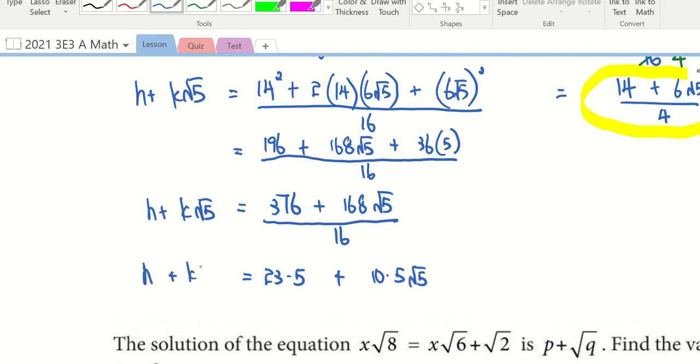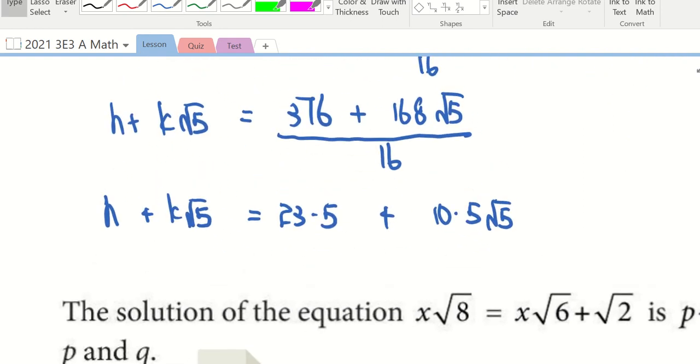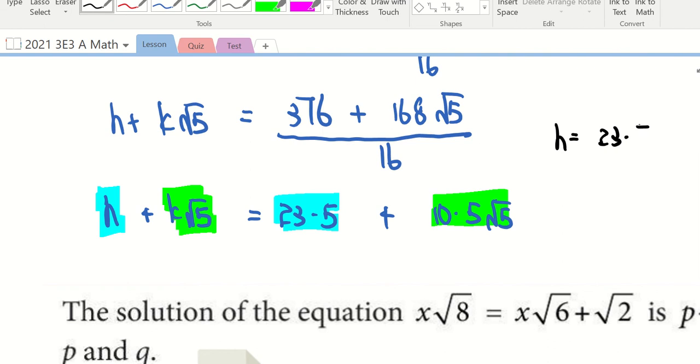Okay, this is the crucial part. After you simplify, take a look. We are going to continue with this next week. Can you see that this is the surds? The surds must be compared to the surds. Agree? Likewise, the rational number must be compared to the rational number. You agree also? So can you tell me what is the value of H? What is the value of K? Then we are done.